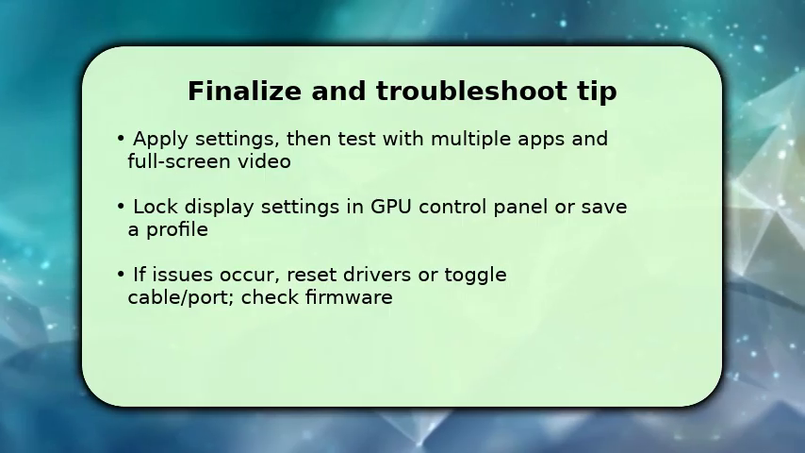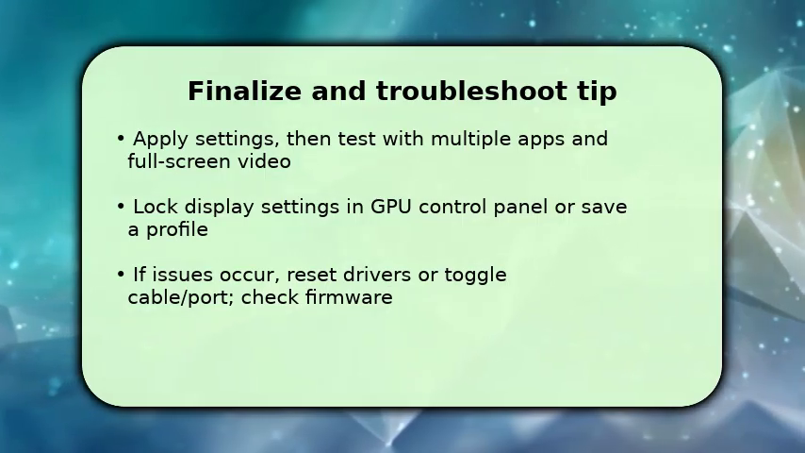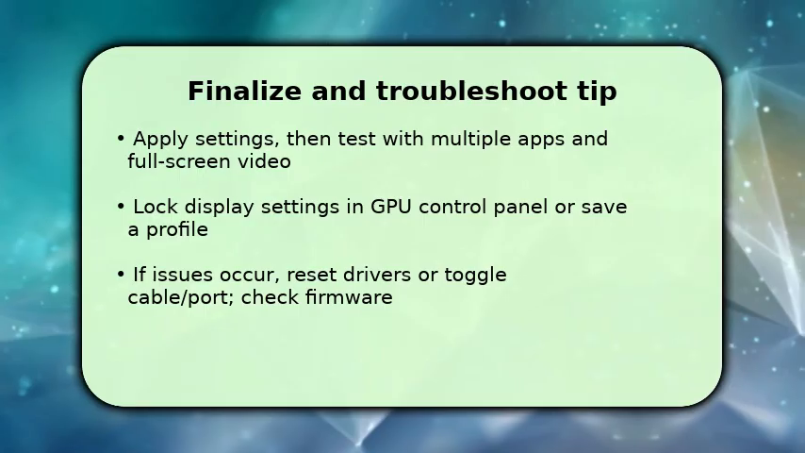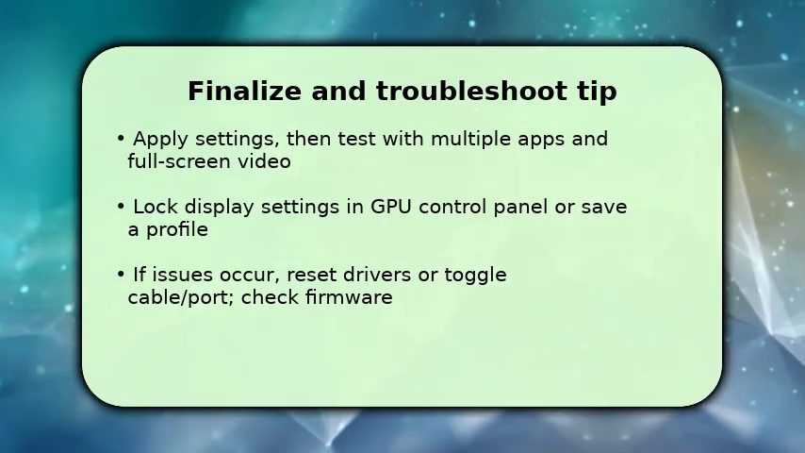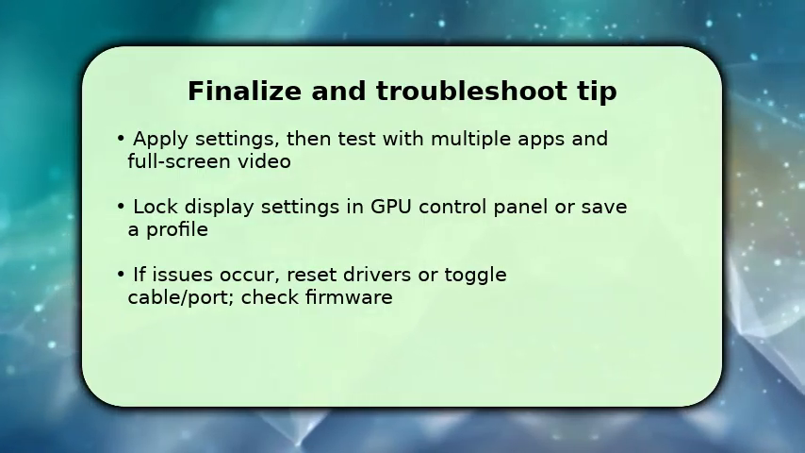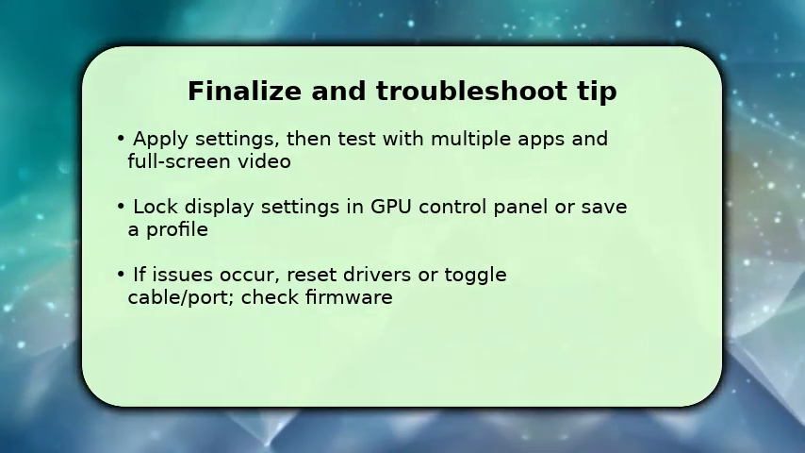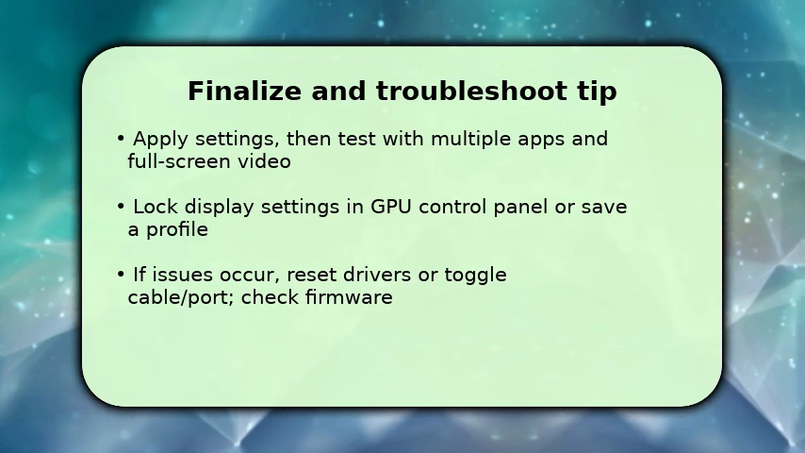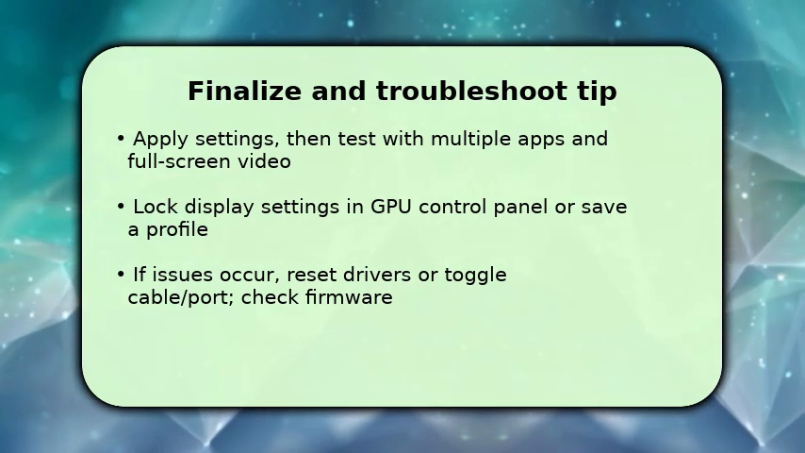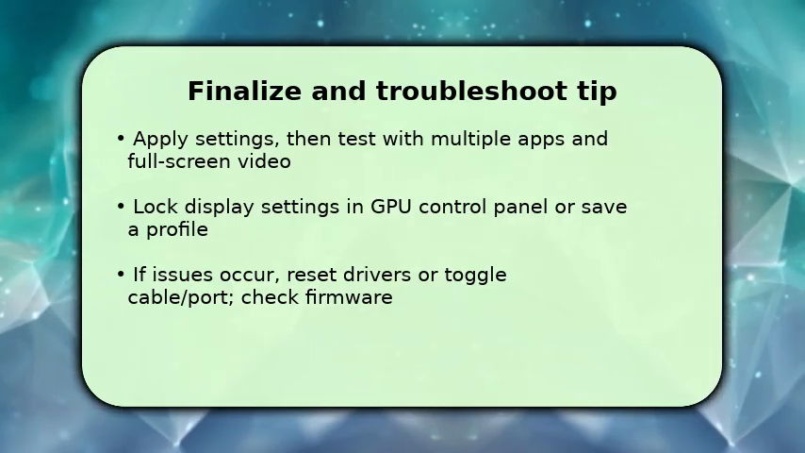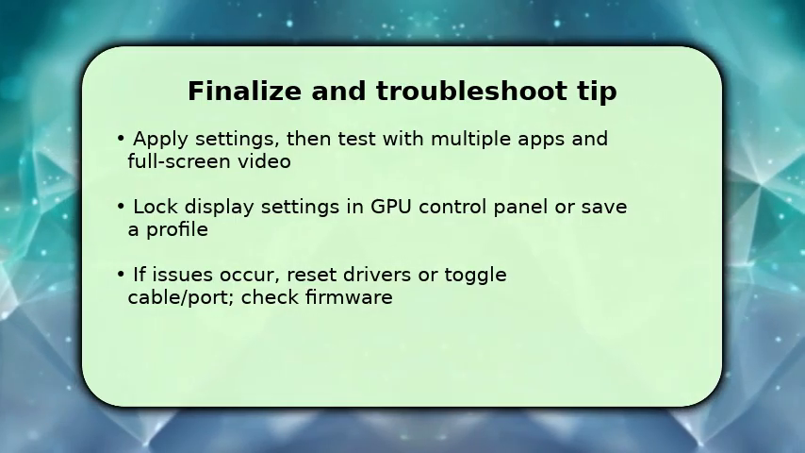If the image appears cropped or black bars show, make sure scaling and overscan are disabled and refresh rate matches the panel. Troubleshooting tip: if rotation won't stick, reinstall or update the graphics driver. Try a different cable or port and check monitor firmware. These often fix persistent orientation problems.